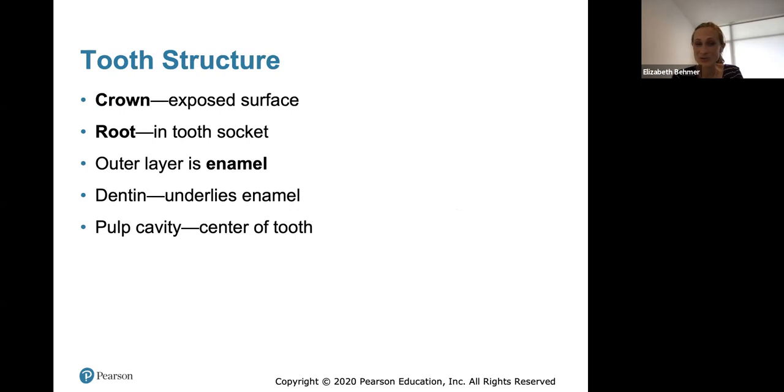You do need to know the tooth structure. So there are probably about 3 questions on the exam asking you about the anatomy of a tooth. So you should know what signifies the crown, the root, the enamel, which is the outermost hardest substance in the body, the dentin, and the pulp cavity.